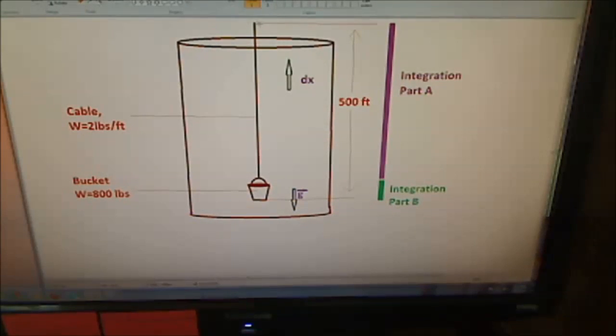For the cable from here to here, we'll do the integration for our part A, and from here to here it's going to be our part B. Also, in number 2 we have 3 sub-questions. For the first one, we have to take the integration from here to the middle of the mining well. For the second question, which is B, we have to take the integration from here to here. And for the third one, we have to take the integration for the whole mine.